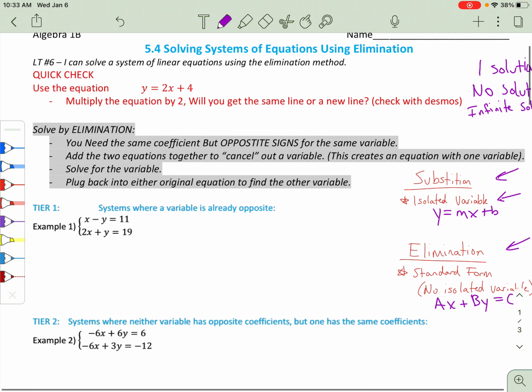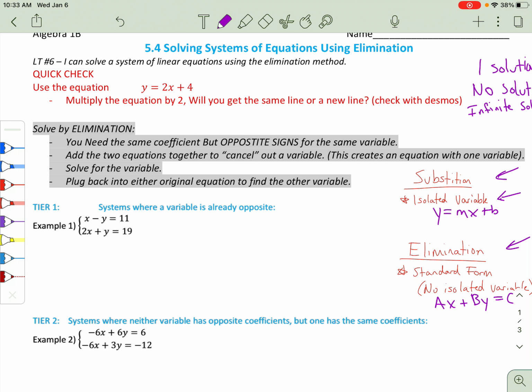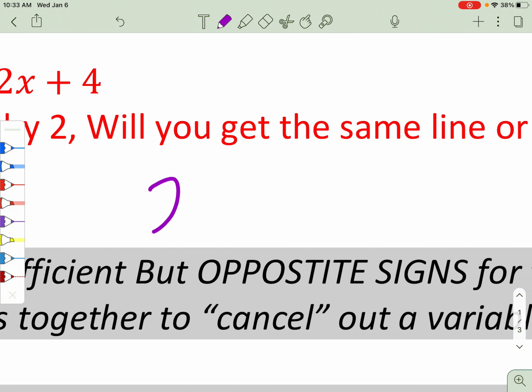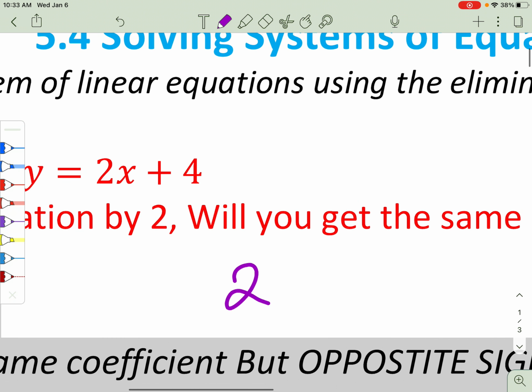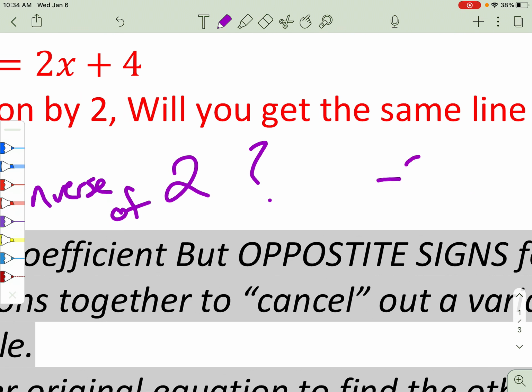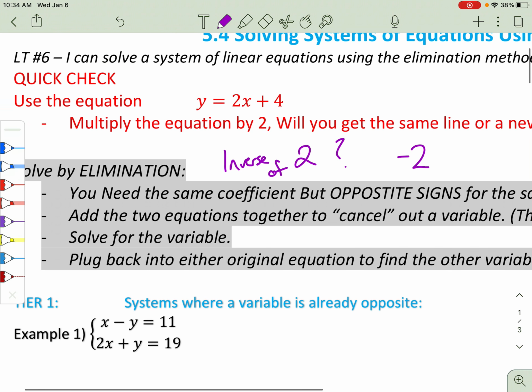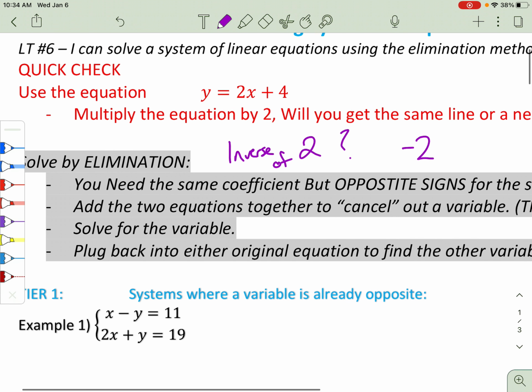Now, when you solve by elimination, you need to have the same coefficients but opposite signs for the same variable. So think about that. What is the inverse of positive 2, right? The inverse of positive 2 is a negative 2. So when you're looking in a system for how to use elimination, you have to look for inverses, like 2 and negative 2, or 3 and negative 3, okay?